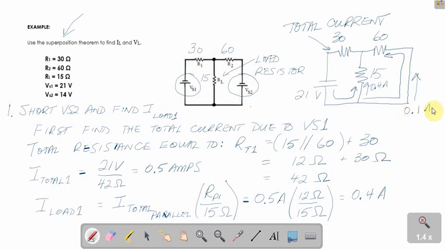That means 0.1 amps ends up going through the other branch. If we add those together, just to show you the basic math, they sum to 0.5 amps, which is the total current. What we want though is the current going through RL, and that is 0.4 amps going up, if you will, through that resistor.